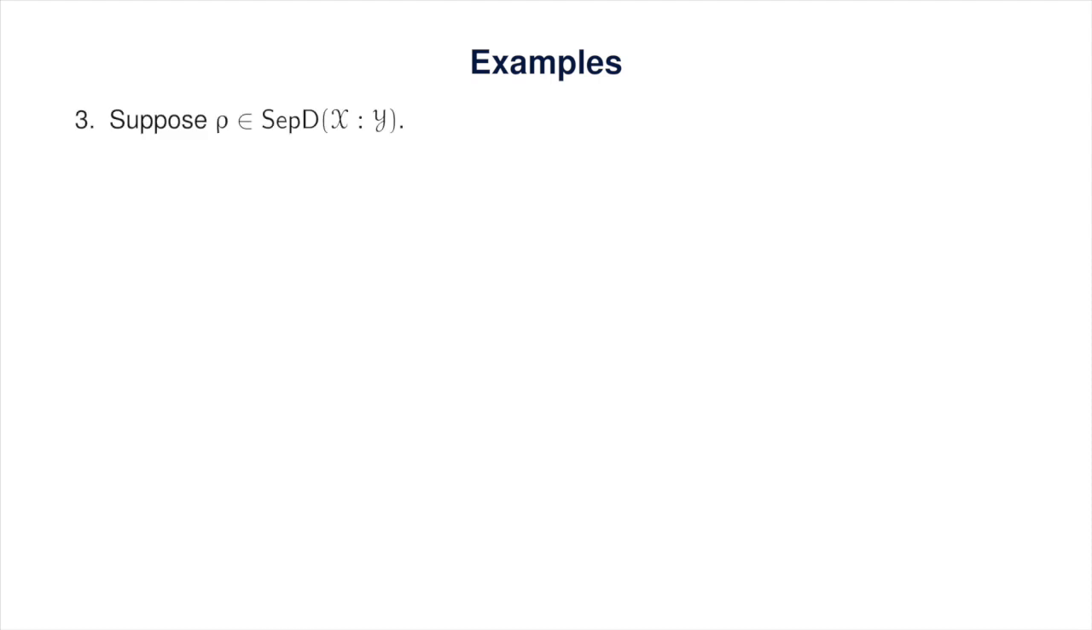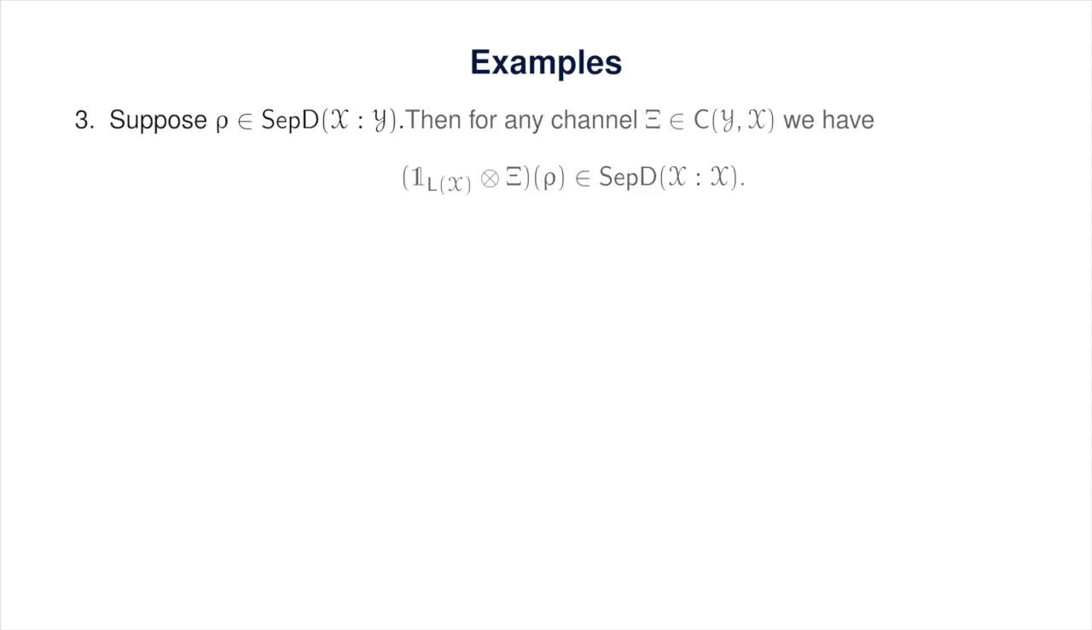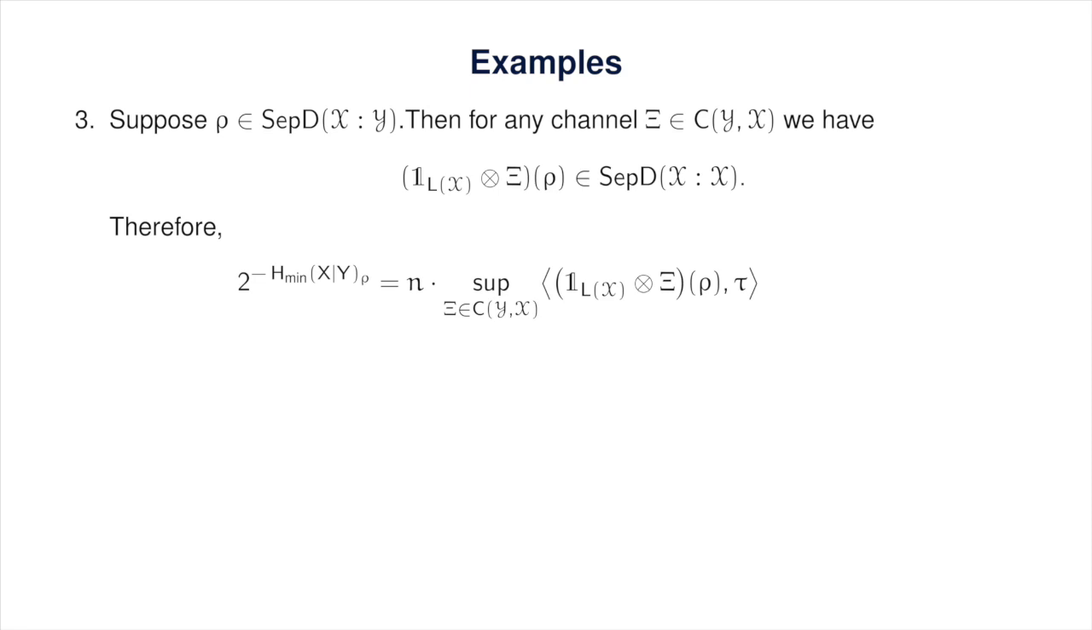Next, let us suppose that we have a separable state rho, so there's no entanglement between x and y, but there could be classical correlations. Then, of course, if we were to apply the channel psi to y, we'll be left with another separable state, because the action of psi is local. This implies that irrespective of psi, the fidelity squared between psi applied to the y part of rho and the maximally entangled state tau must be bounded. It's at most 1 over n.